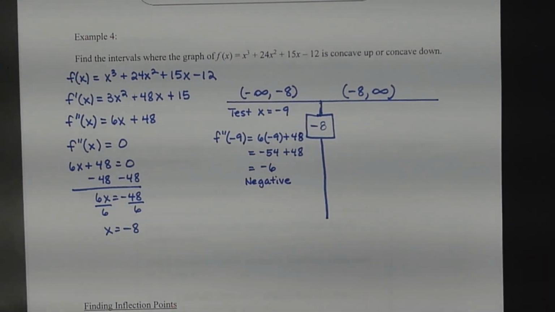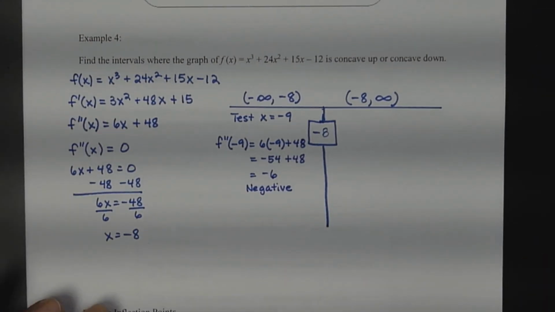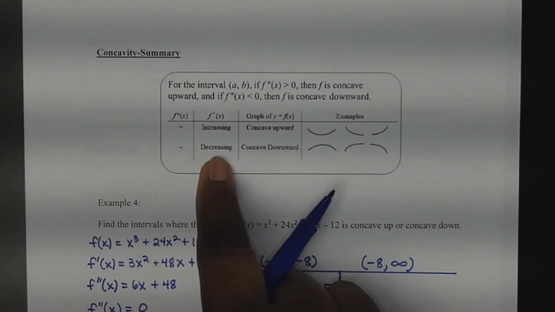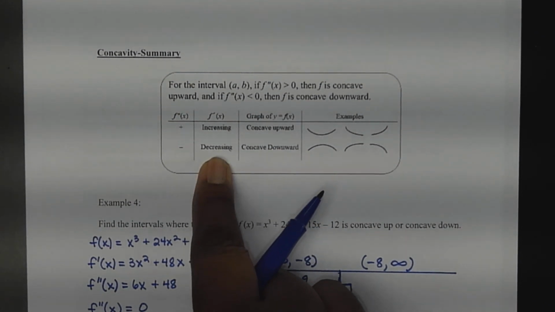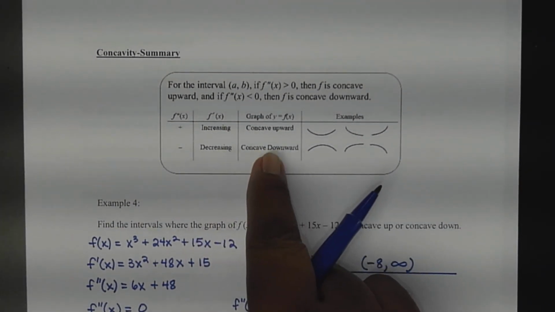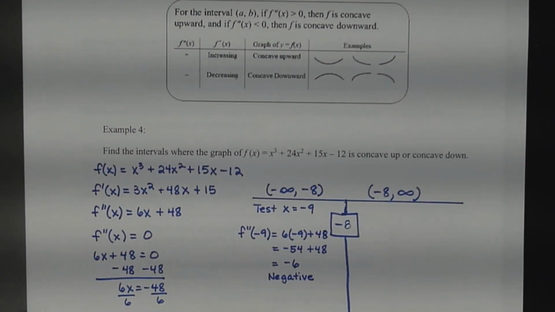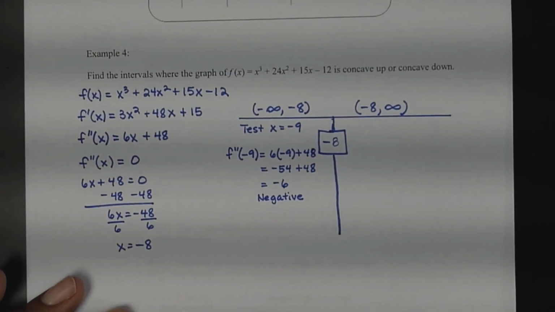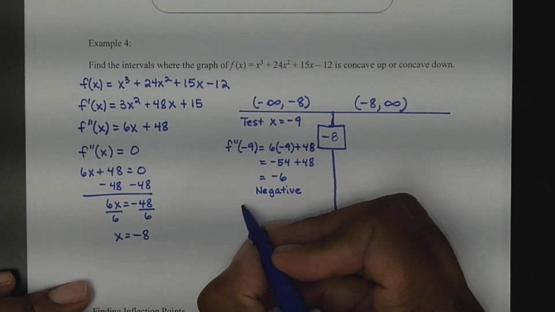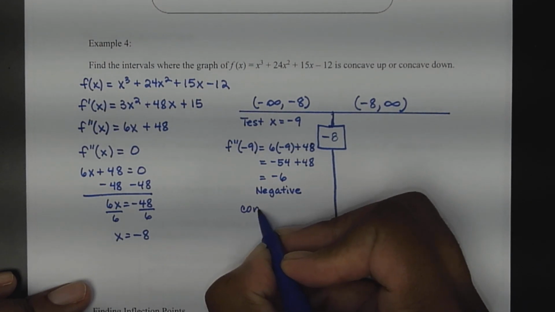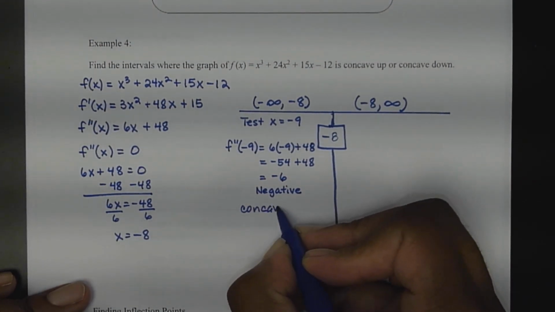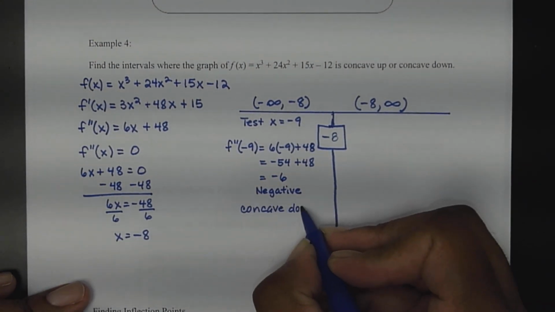So when f double prime of x is negative, that means that f prime of x will be decreasing. The graph will be concave downward. So here I'm just going to say that from negative infinity to negative 8, the graph of that function will be concave down.